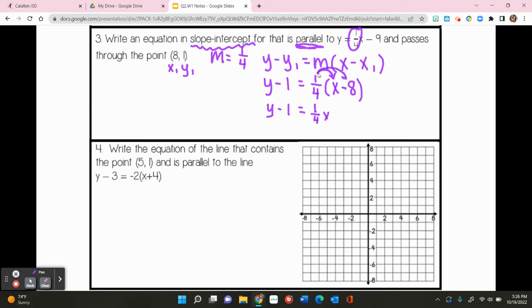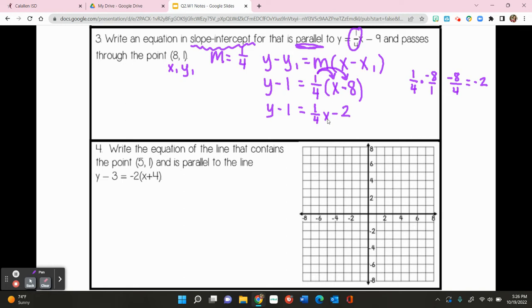1 over 4 times negative 8. So when you put this in your calculator, you'll type control divide, 1 over 4, step out of your fraction, times negative 8. Now if you do this by hand, negative 8 over 1, you multiply across, negative 8 divided by 4 gives you negative 2. So this would be minus 2.